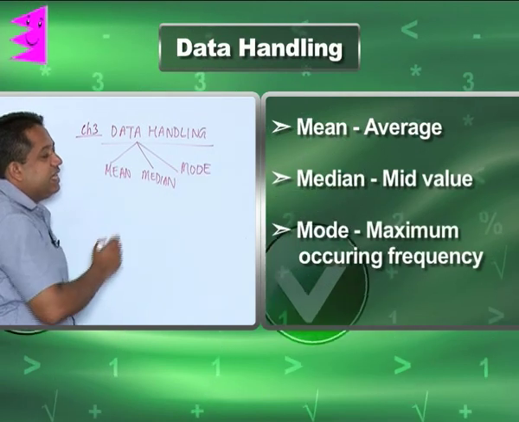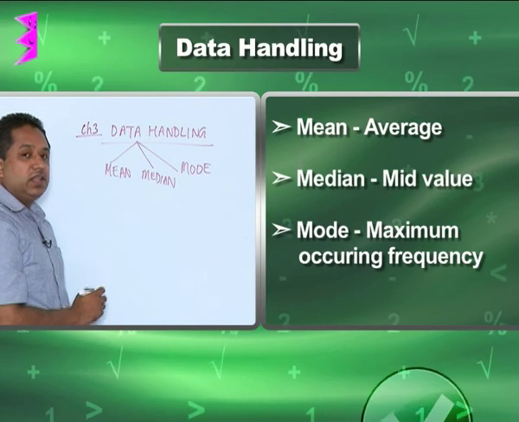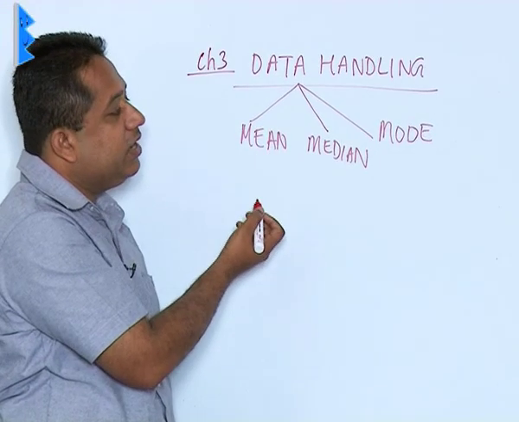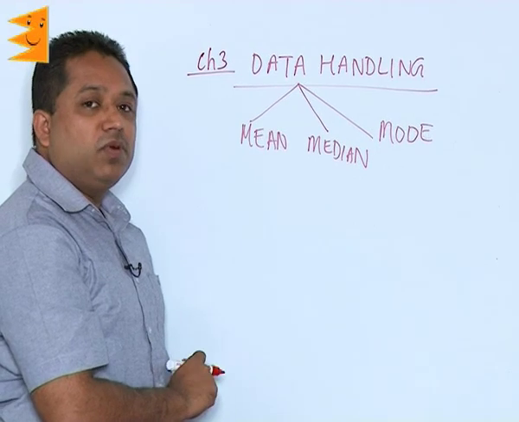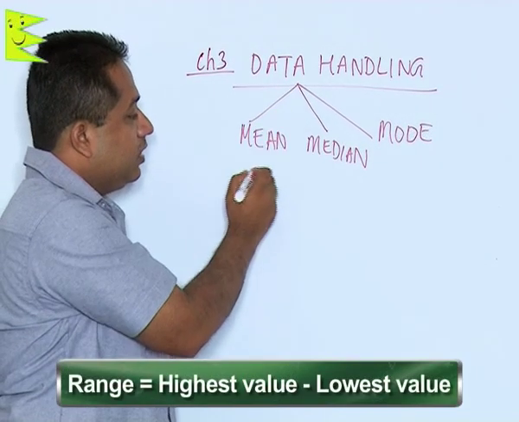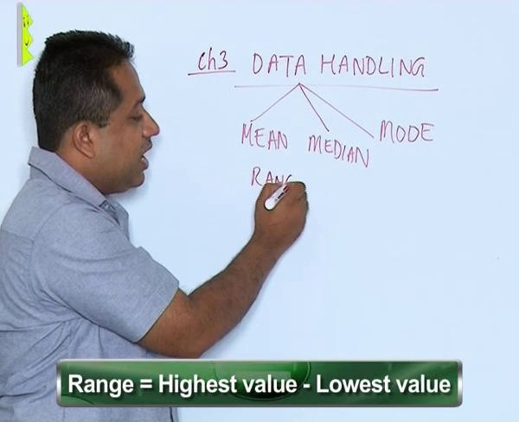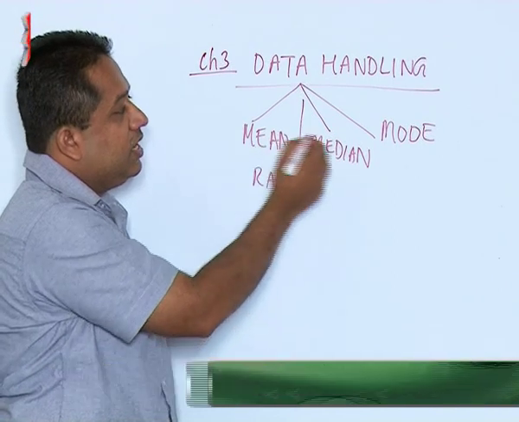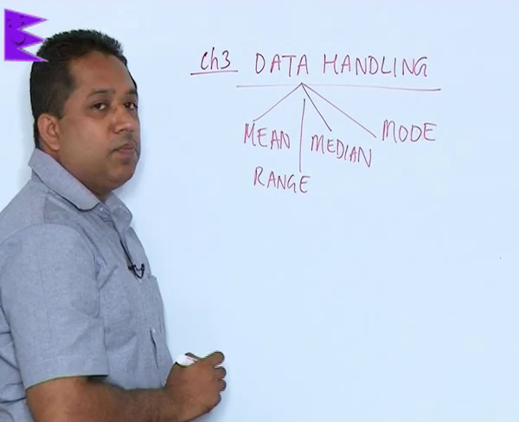So, these are the three measures of central tendency, which are going to make all the data collected a little more informative, a little more meaningful. We also have range. Range is basically the highest value minus the lowest value. So, these are different things which we will discuss one by one.